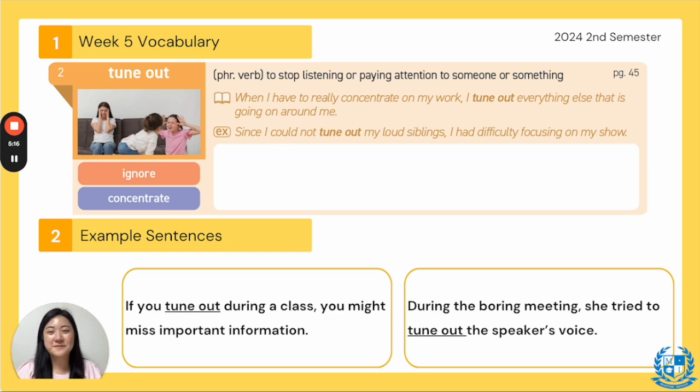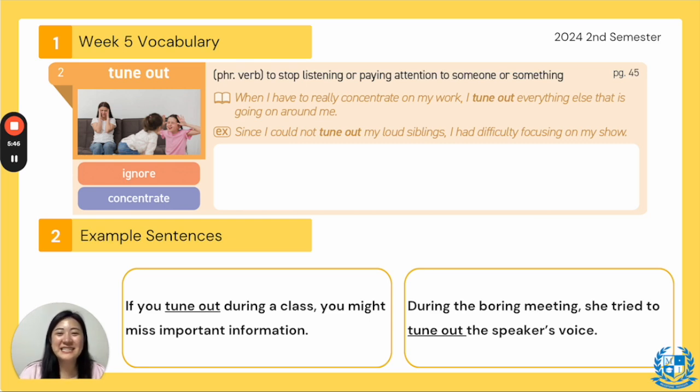Tune out. Tune out is a phrasal verb because here we have 2 words. Let's look at the synonym. It means to ignore, but then the opposite antonym is to concentrate. It means to stop listening or paying attention to someone or something. So to tune out, you're like, la la la la la, I'm not listening to Miss Kimberly while she's talking.